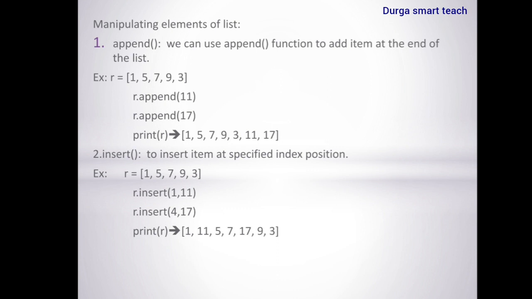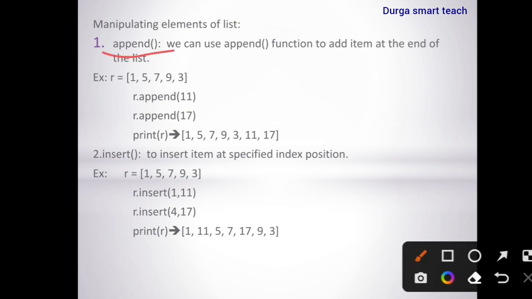Here list is known as mutable. Mutable means we can perform insertion operations as well as deletion operations. If you want to insert any element into the list, you can use two methods. One method is append and another method is insert. Append method is used to insert an element at the end of the list.